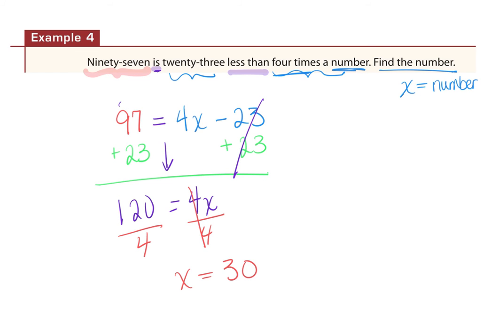All right. So does this make sense? How do I figure out if it makes sense? Well, 97 is 23 less than 4 times this number, right? So if I take 4 times this number, and I subtract that 23, is that going to equal 97? Yes, it is, right? 120 minus 23 equals 97.